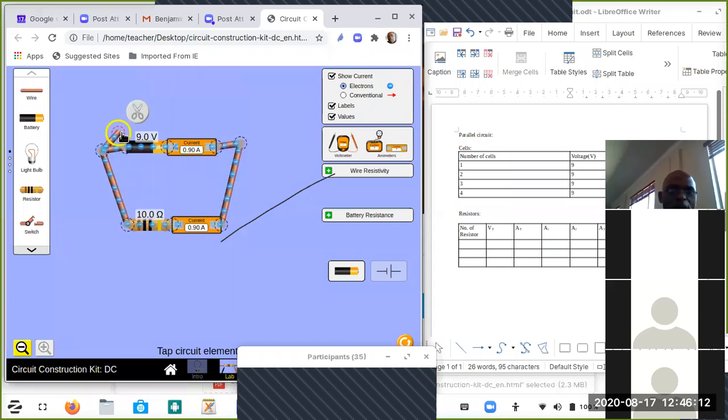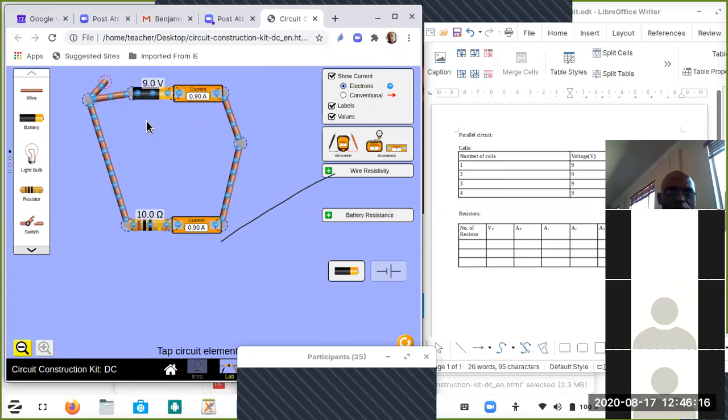All right, fine. Now, I'm going to make use of one cell. Then this cell is connected to an ammeter. Then I will connect resistors. Now, first of all, let us look at one resistor.